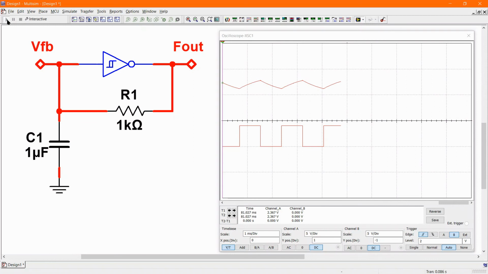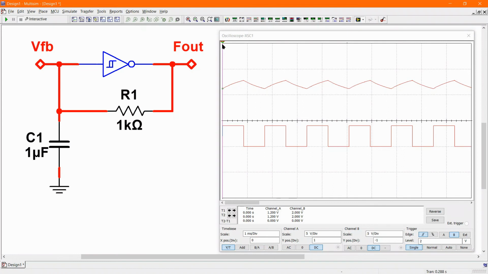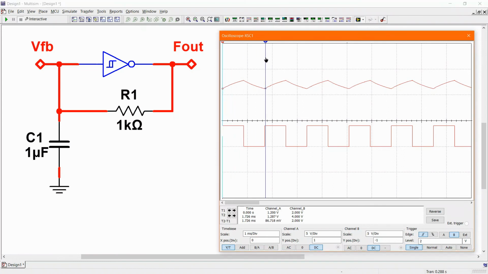Let's start the simulation and see what we get. We'll put it on single, and we'll just stop it there. I'm going to use the oscilloscope cursors here to measure the voltage at different points. Right at this point, I can see that the peak value of the capacitor charge is about 2.8 volts, and the minimum value is here, which is about 1.56 volts. So the upper and lower trip points are pretty much what we said they would be from the data sheet.